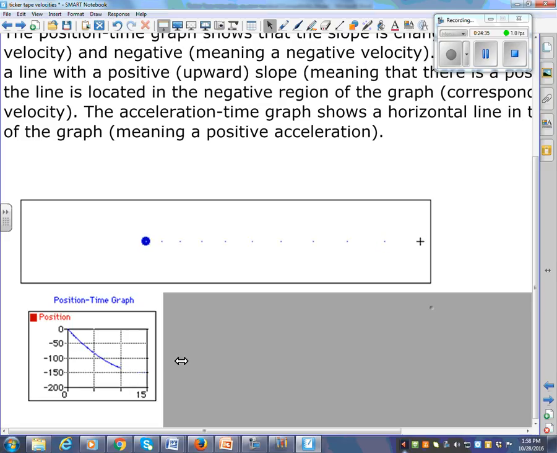The velocity time graph is a graph of the slope of the position time graph. What's happening to the slope here? It's getting flatter, which means it's approaching 0. Are you guys listening? You're starting to lose focus here. Don't lose me. It's approaching 0, so the graph's going to go towards 0.